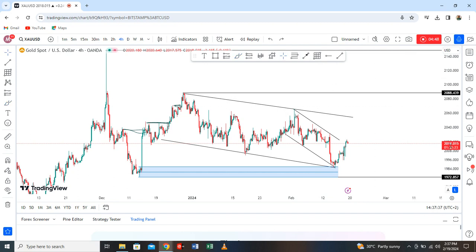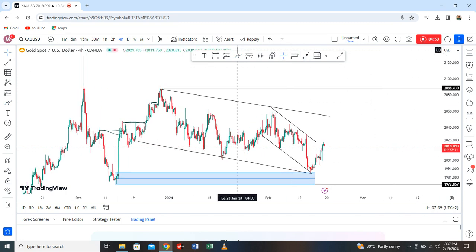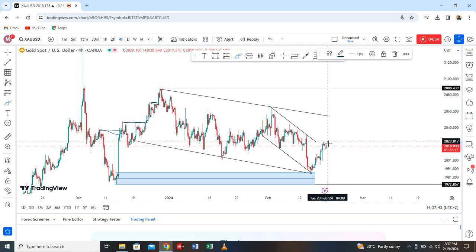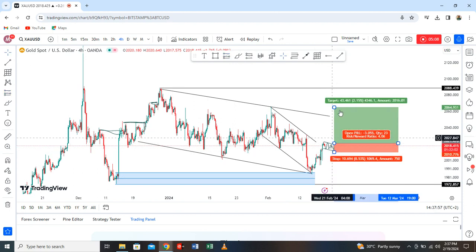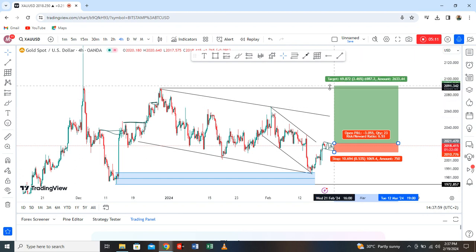So now I'll be looking for a continuation pattern here. A flat or a slanted continuation pattern here is the one that would let me in this trade, guys. Remember, stop loss below our continuation pattern, targeting 90% of that larger pattern.